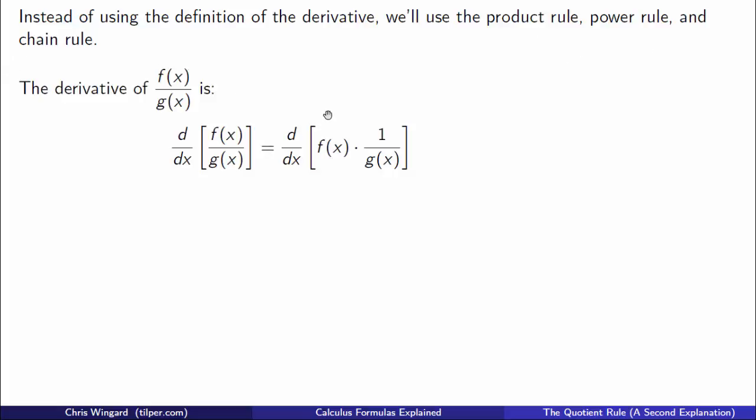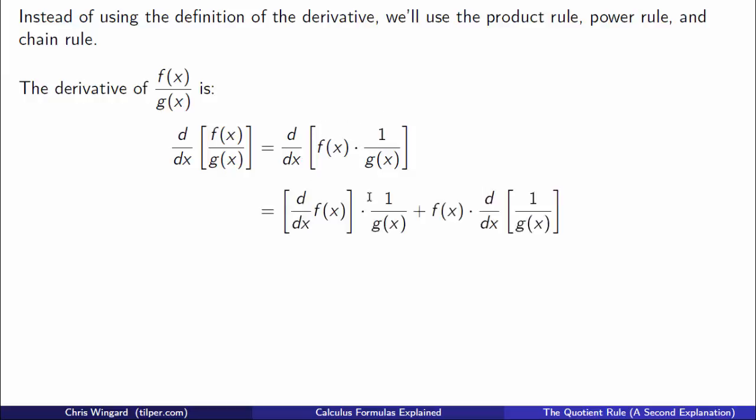and the chain rule. So the derivative of f over g, well, first of all, let's pull that f off the numerator and write it as f of x times 1 over g of x, and then we can apply the product rule to that. So the product rule says the derivative of this product is going to be the derivative of the first multiplied by the second plus the first multiplied by the derivative of the second.